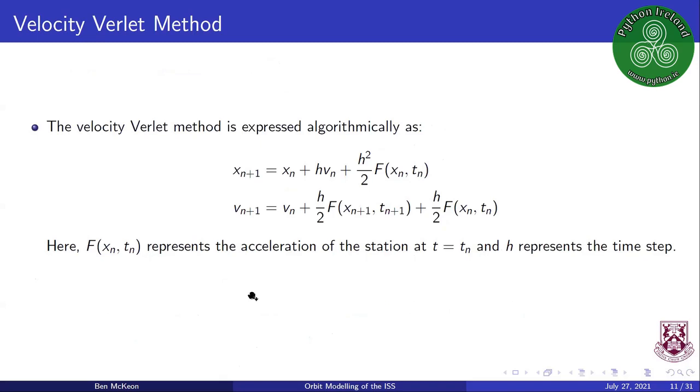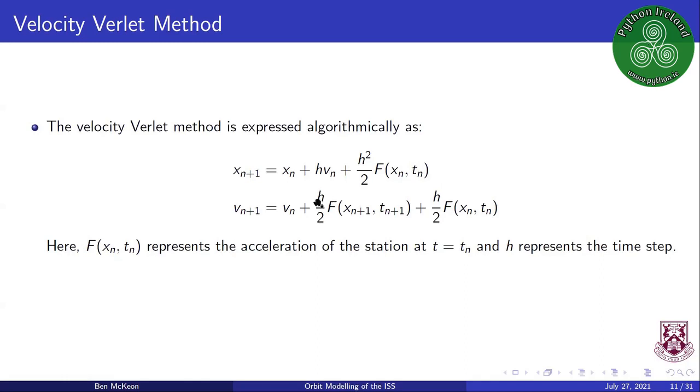So moving on to our first symplectic method, this is called the velocity Verlet method. We have 2 different equations here. One for finding the displacement, the position of the International Space Station at any point in time. And here we have the equation for finding the velocity at any instant in time. And obviously these are linked, so we'll need to sub the velocity into this equation. It's no use just relying on this one alone. And f of x_n and t_n represents the acceleration of the station at t = t_n. And h is the time step.